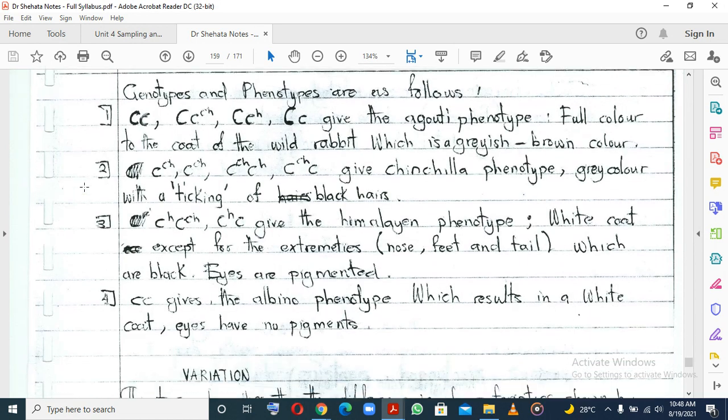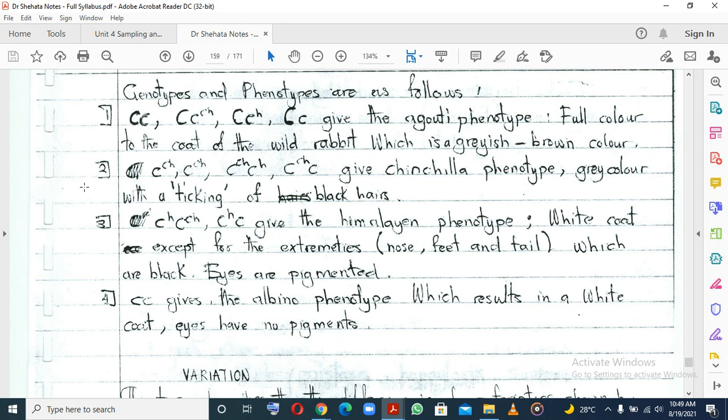So then what happens is, if you have these kinds of genotypes and phenotypes, let's look at the first one. If you've got CC, that's agouti, then you've got agouti and chinchilla, agouti and Himalayan, agouti allele and albino allele. You see that the phenotype is going to be agouti, because we looked at how the dominances are arranged. So what's the agouti phenotype? The full color of the coat of the wild rabbit is going to be grayish brown. That's agouti.